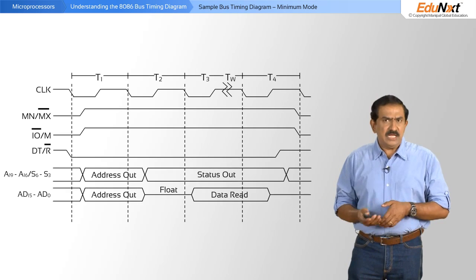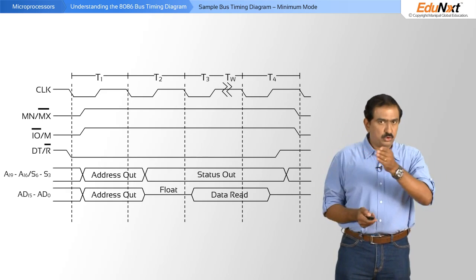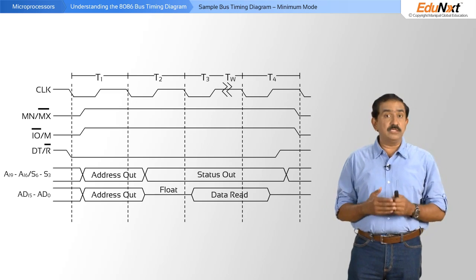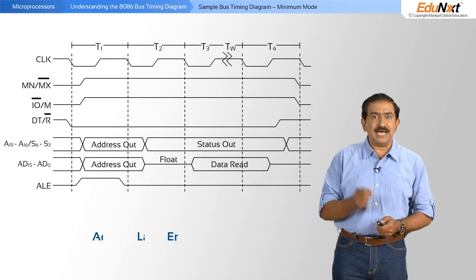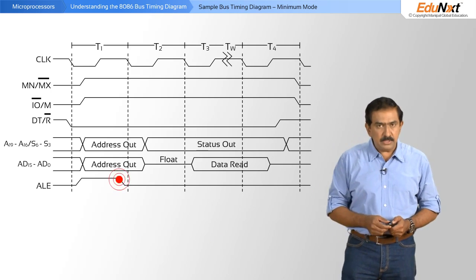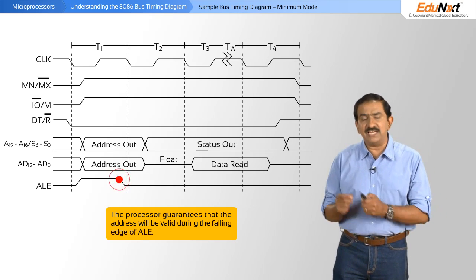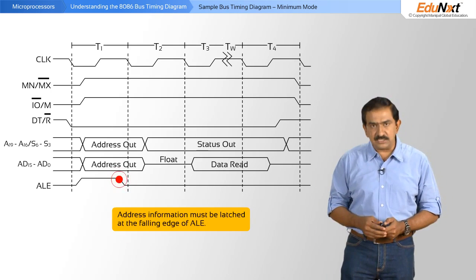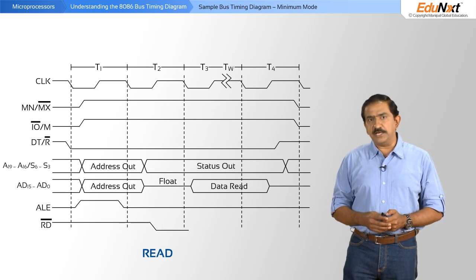How does this work? When you want to latch the address lines, because the address lines are going to change their meaning, you, as a designer, need to latch the address lines at the appropriate time, and the processor is very helpful by giving you something called the ALE signal, address latch enable. At the falling edge of the address latch enable pin, the processor guarantees that the address bus contains valid address information, and it's your responsibility as the designer of the system to latch address information at the falling edge of ALE. Then there is something called the read bar.